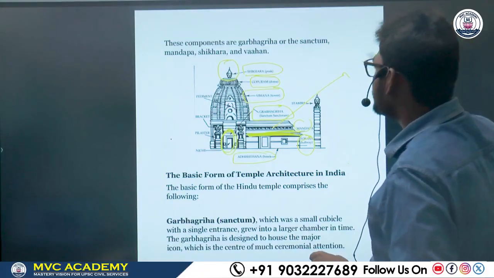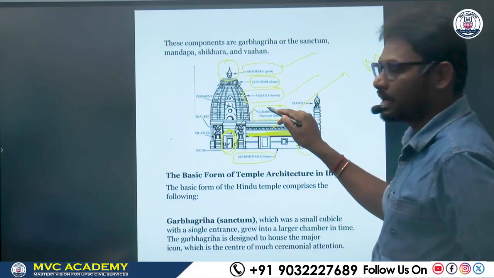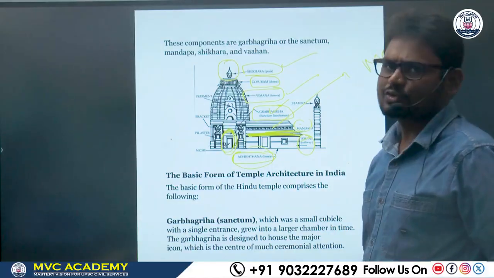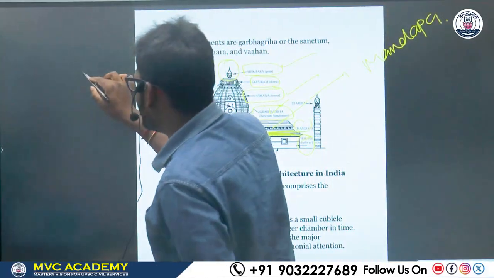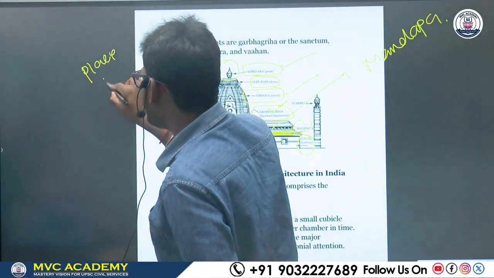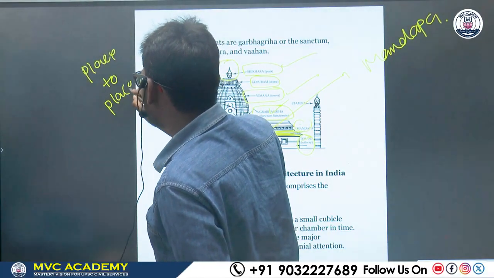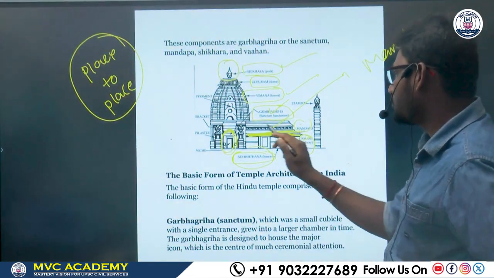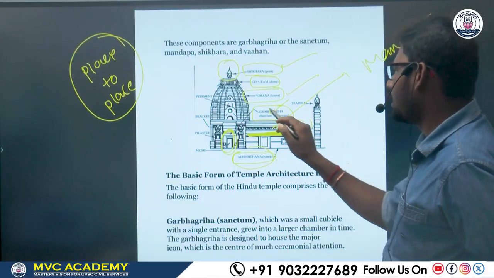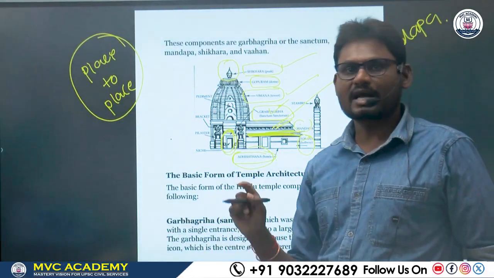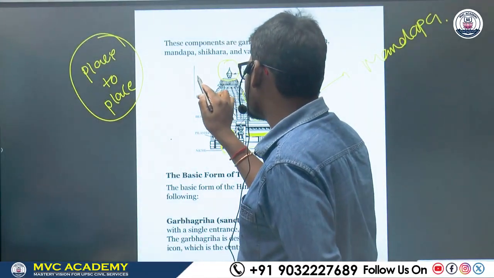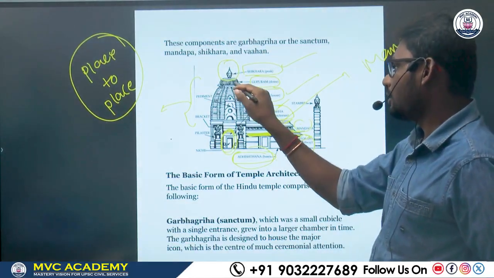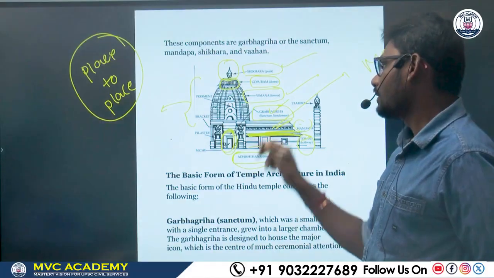So important components, we are having Shikara, Vimana, Garbhagruha or sanctum, Mandapa, Adhisthana, etc. The components may vary from place to place, but mostly the components will remain the same. For example, we are having Adhisthana, next we are having Mandapa, and Garbhagruha or sanctum. Next, this tower-like structure is known as Vimana. At the top of the tower we are having Shikara, and adjacent to Shikara we are having Gopuram.